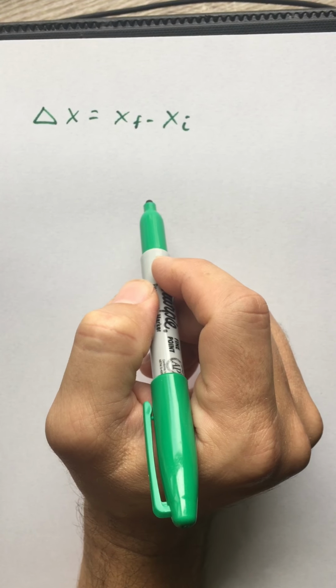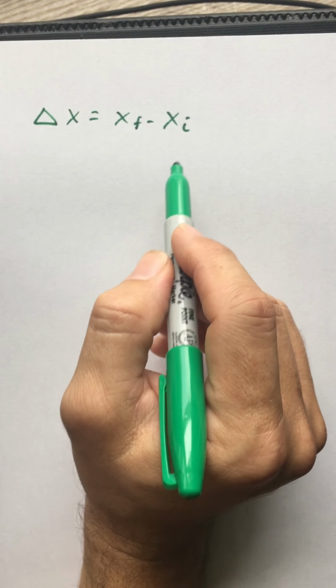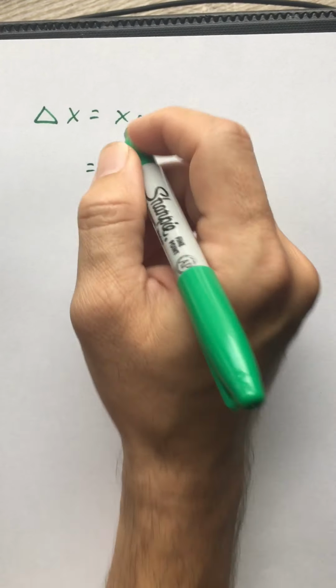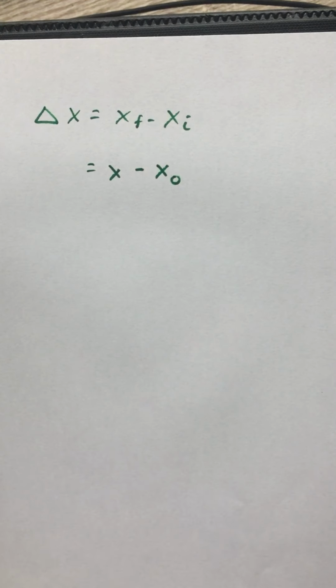This is how I learned it. This is how I've taught it for a long time. Your book uses slightly different notation, so I just want to make you aware of the differences. Your book will define this as x minus x naught.